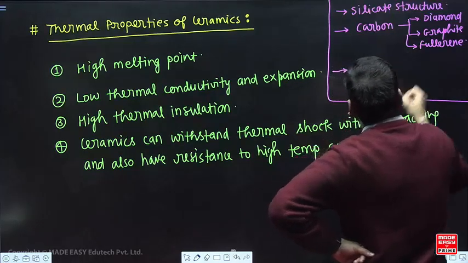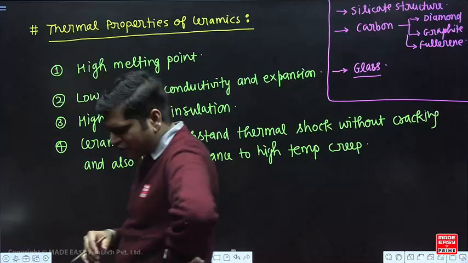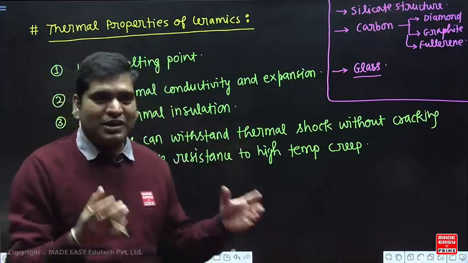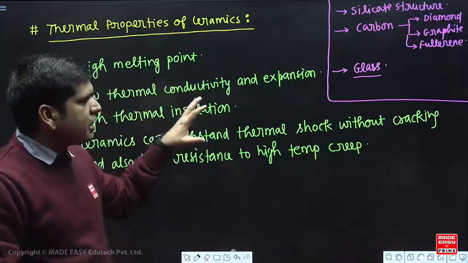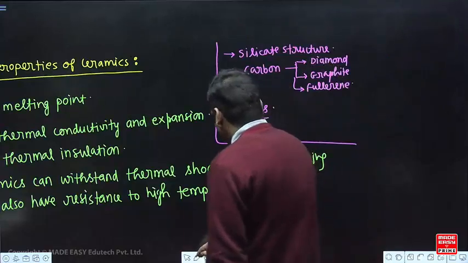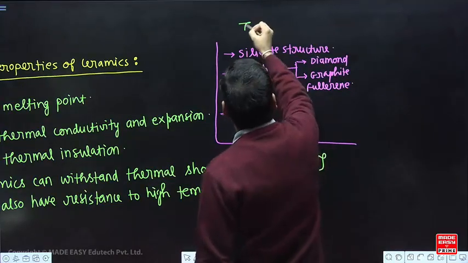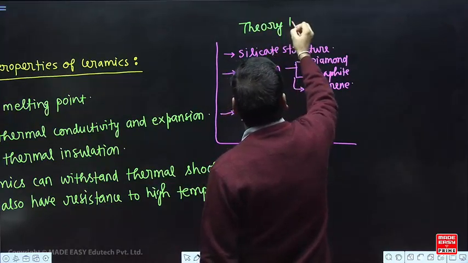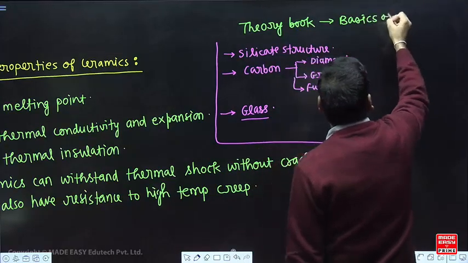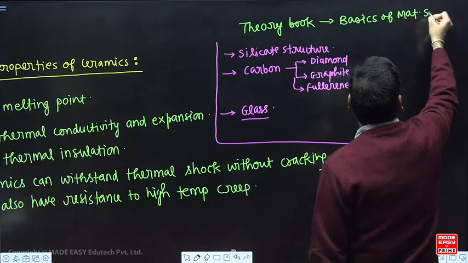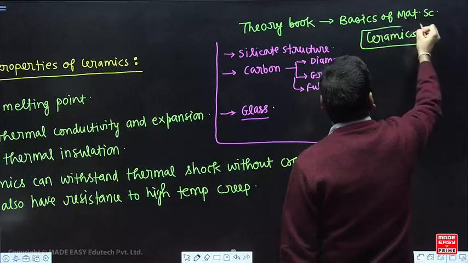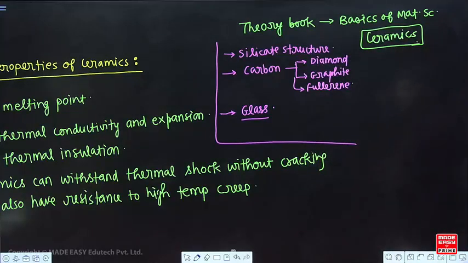Although we have discussed a little bit about all of these in the previous chapters. Whatever is important, I have included either in crystallography or in some other topics, but in-depth analysis of all these three topics from this chapter you have to study from the theory book. Theory book of basics of material science. The chapter name is ceramics. In that chapter you will be finding these three topics, so you have to study them from the theory book.